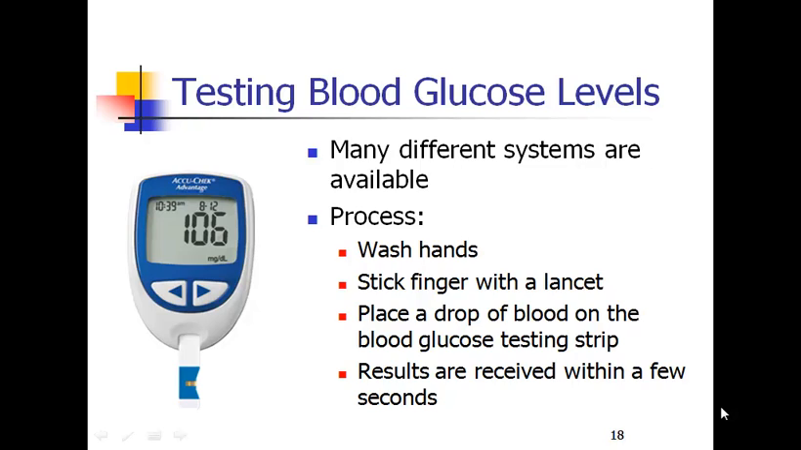A person will choose a blood glucose monitor that works best for them. Many different systems are available. The process is simple. First, the person must wash their hands, and then they prick their finger with the lancet. They place a drop of blood on the blood glucose testing strip, and within a few seconds, the results are received.